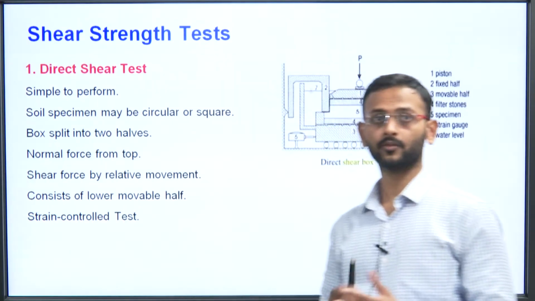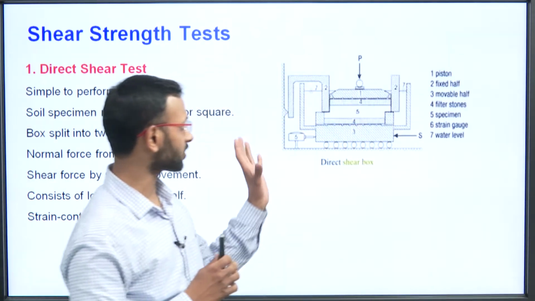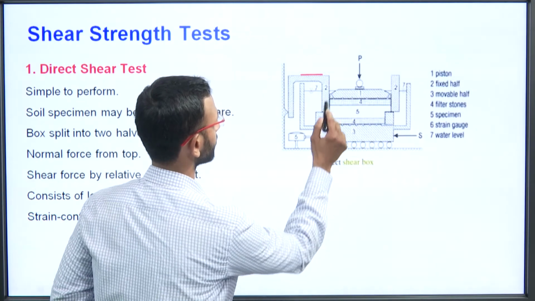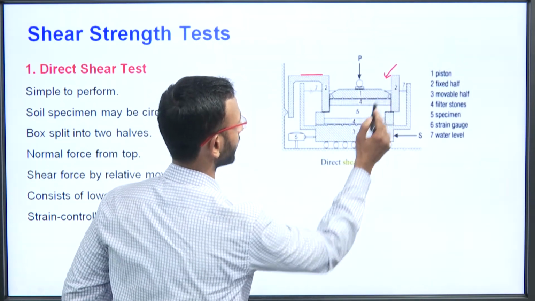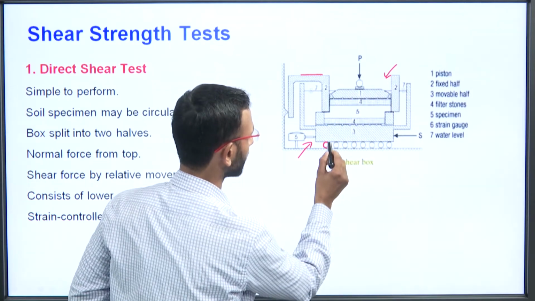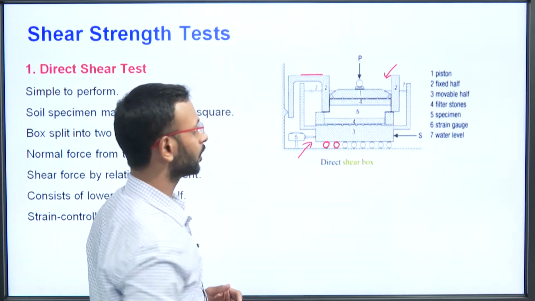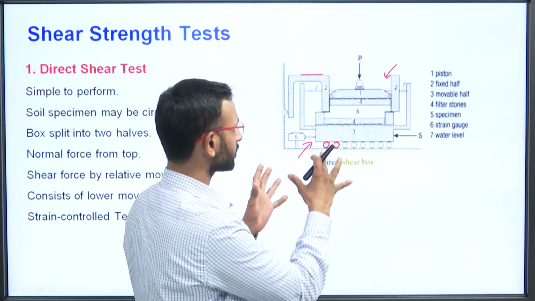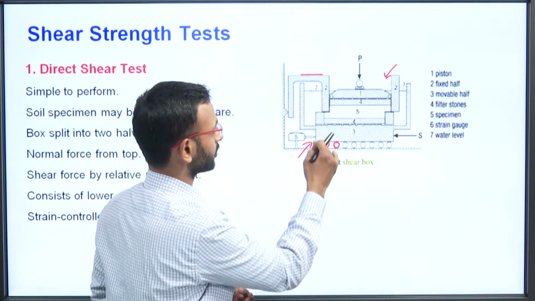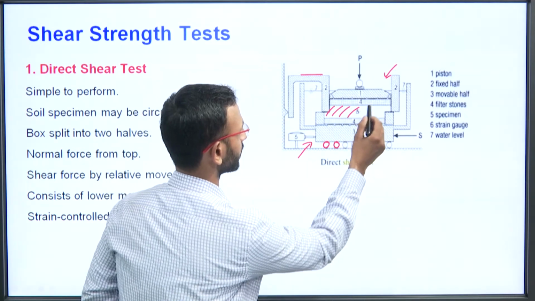Now for the very first one, the direct shear test, what happens is there is a shear box, which is this box here, this entire setup. This upper part is fixed and the lower part is movable, because there are wheels by which it can simply move. So this shear box is a setup wherein you have two chambers, two boxes. The soil is placed in here.